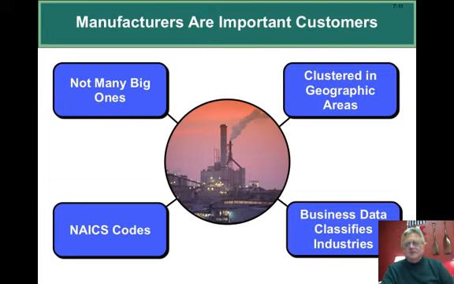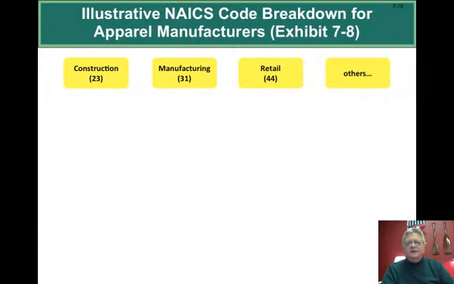Business data is compiled by the Census of Manufacturing and available for use by marketing researchers. It's readily available, free of charge, and a lot of this material is organized by NAICS codes, which is an acronym for North American Industrial Classification System codes. And the way the NAICS codes work, here's an example.